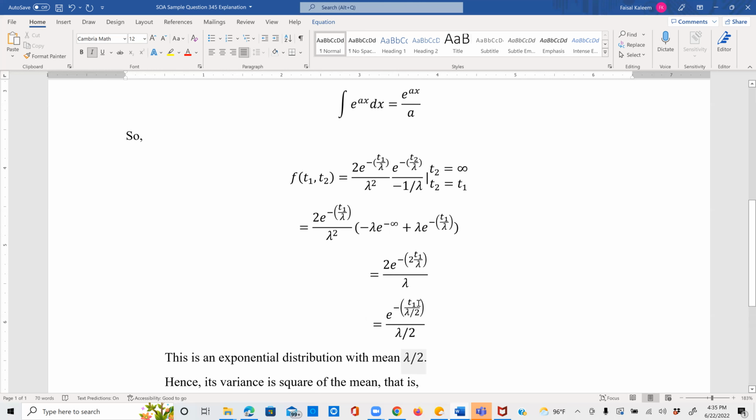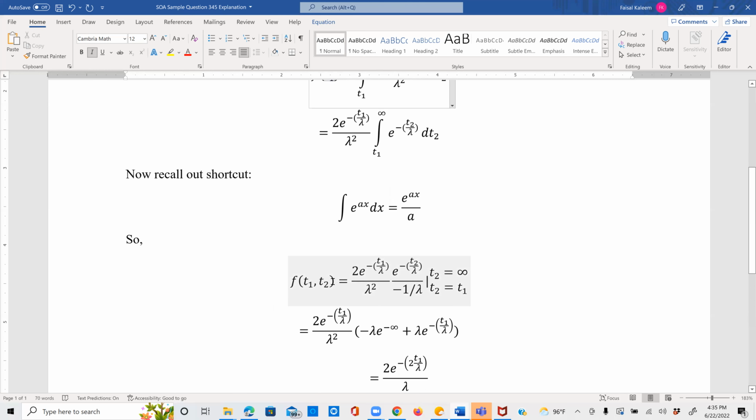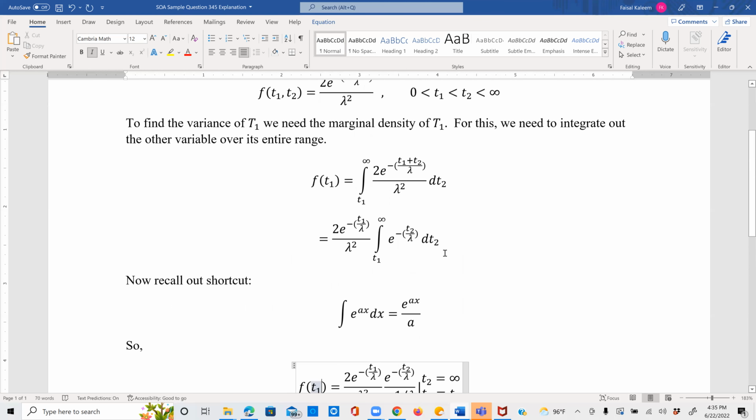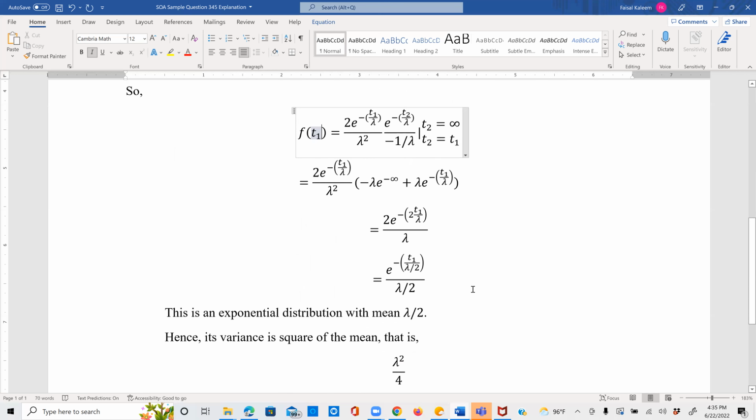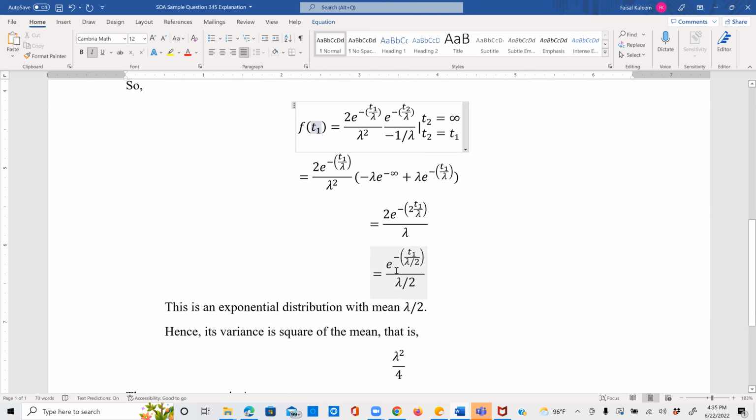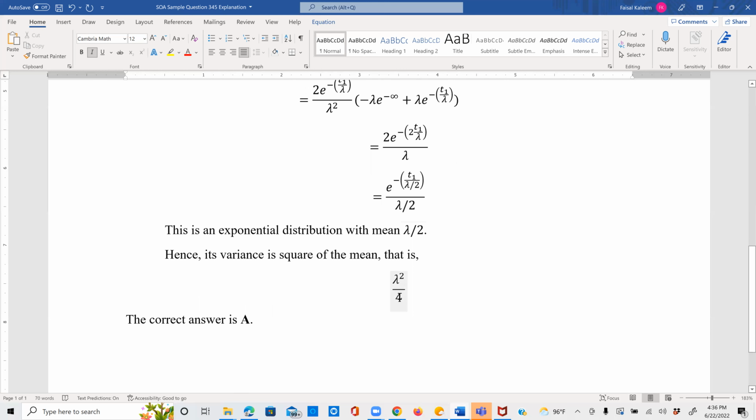And the question was to find the variance of, so this is not f of T1, T2, this is just f of T1. So this is the marginal density of T1, and the question was to find the variance of T1. And so once we see that the marginal density of T1 is exponential with mean lambda by 2, we know that the variance of an exponential distribution is the square of its mean. So it would be the square of lambda by 2, which would be lambda squared by 4. And that was choice A.